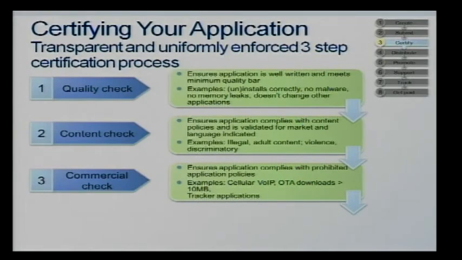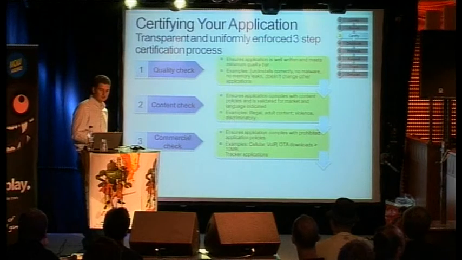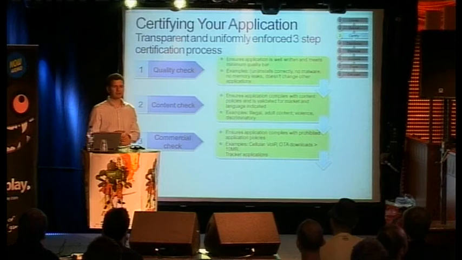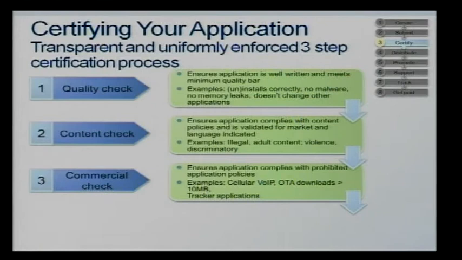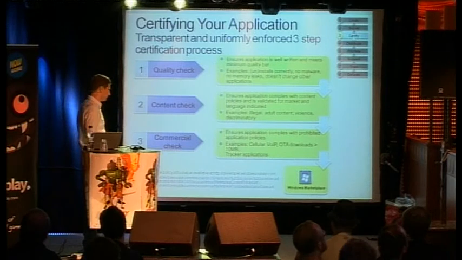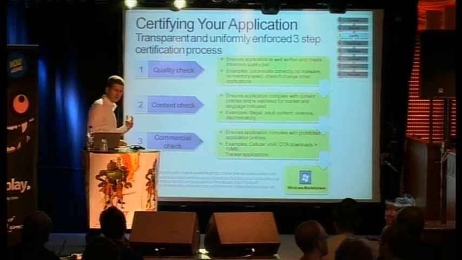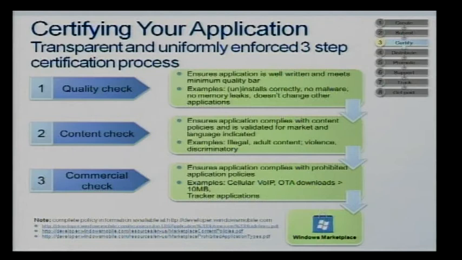The third part is the commercial check. It ensures the application complies with prohibited application policies. There are certain applications not allowed on Windows Marketplace for Mobile, such as VoIP and over-the-air downloads. There's also the fact that the file size must be less than 10 megabytes, and no tracker applications are allowed either. And then the final thing to mention is, if you're looking for the policy information, there are rather long links at the end if you want to have these. They're off the developer.windowsmobile.com resources, to take a look at that.